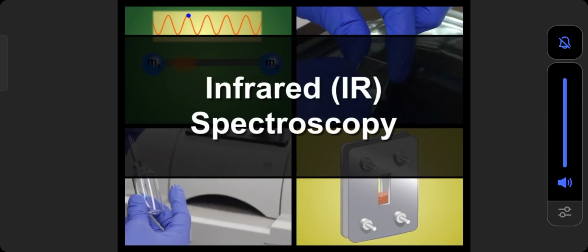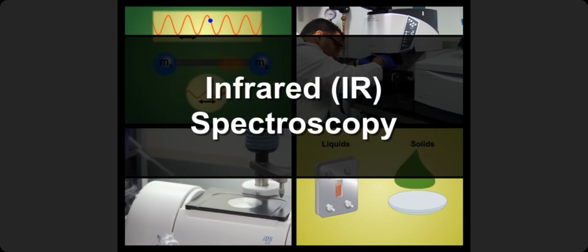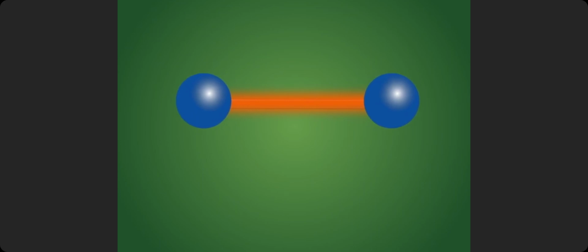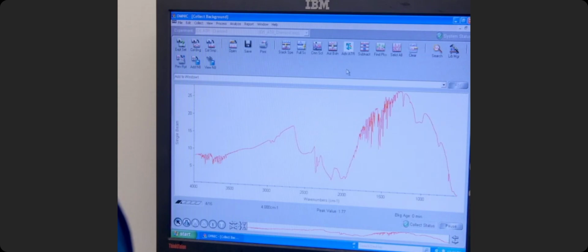Infrared or IR spectroscopy is a technique used to characterize covalent bonds. Molecules with certain types of covalent bonds can absorb IR radiation, causing the bonds to vibrate. An IR spectrophotometer can measure which frequencies are absorbed.